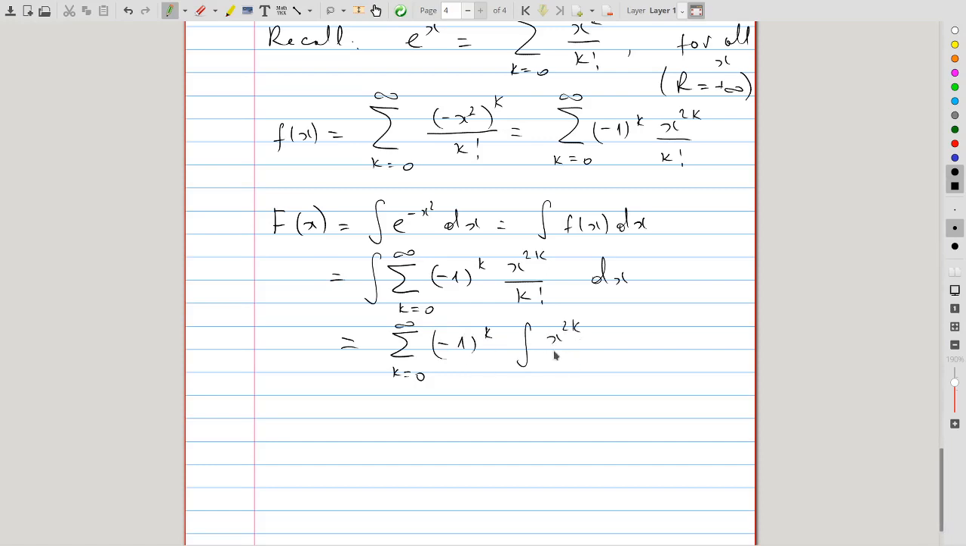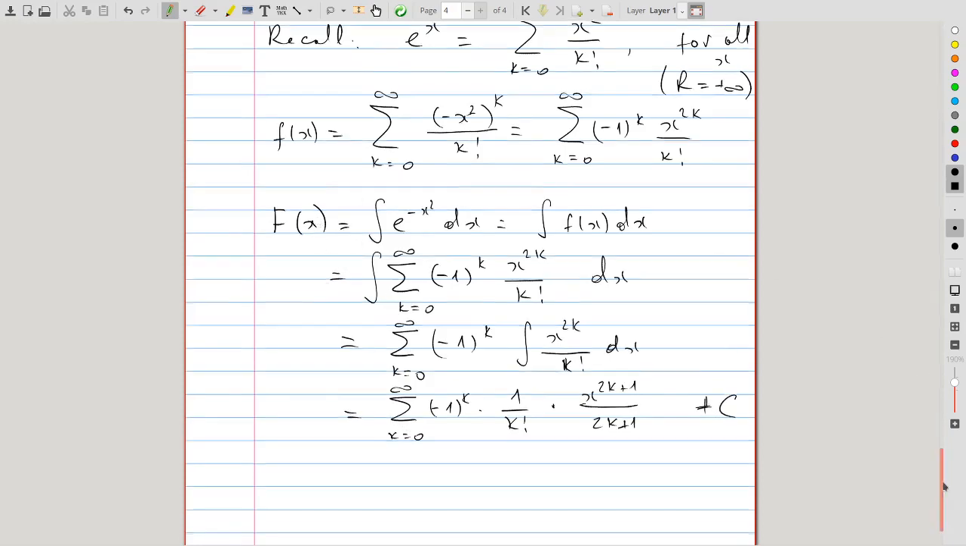I take minus 1 to the k outside of the integral because that's a constant. It does not depend on x. And here I must integrate a power function. So this gives me the sum, minus 1 to the k times 1 over k factorial times x to the 2k plus 1 divided by 2k plus 1. And then I need to add a constant of integration, like so, to account for the fact that we are not using any initial condition here.